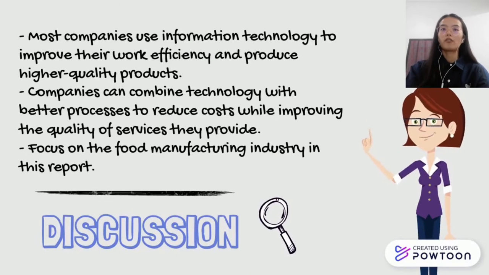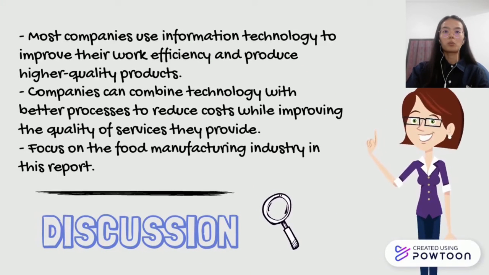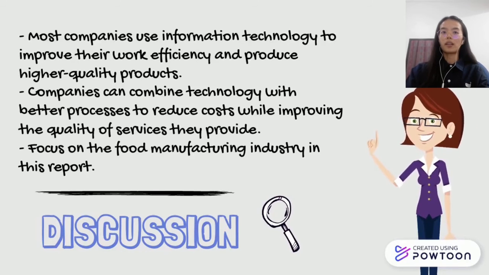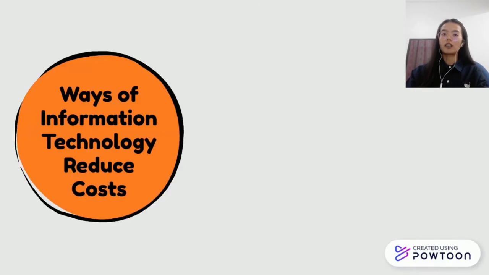Most companies use information technology to improve their work efficiency and produce higher quality products. Companies can combine technology with better processes to reduce costs while improving the quality of service they provide. We are focused on the food manufacturing industry.